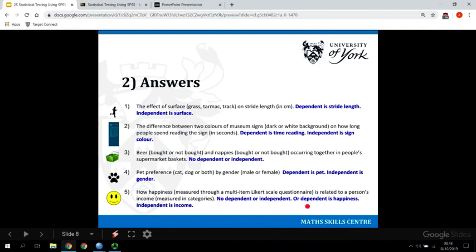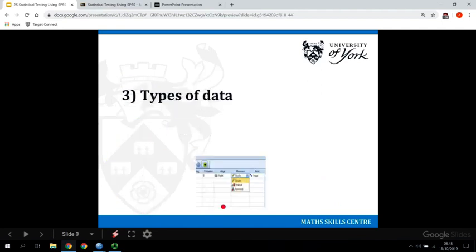It's also fine if you were hypothesizing that income does have an effect on a person's happiness. In that case, the happiness would be dependent on the income, and the happiness would be our dependent. The income would be our independent. Now we've got that information, we need to think about these measures and what type of data they are.